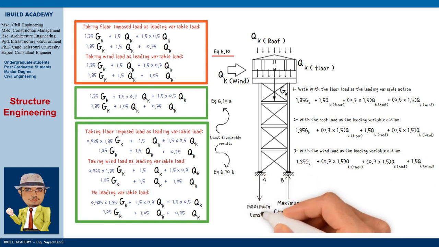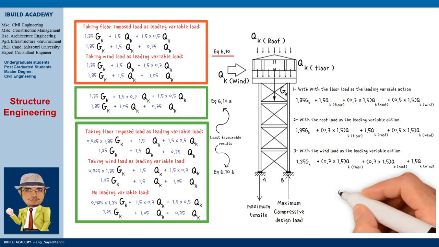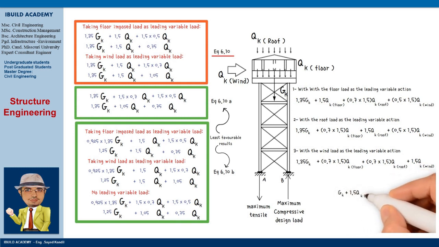Next, to obtain the maximum tensile design load in the support leg at A, we must minimize the effect of permanent and variable actions by using the following combination: dead load plus 1.5 wind load. In other words, the tower is much more likely to blow over when the variable floor and roof loads are zero. For such overall stability checks, the value of gamma G is reduced further to 0.9.